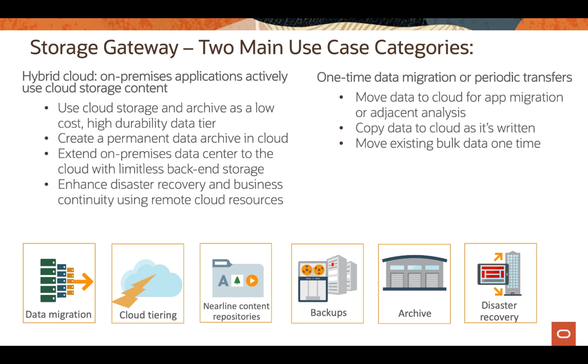So you might want to use storage gateway just to start copying the data to that NFS mounting point and then allow that to start synchronizing over to the OCI object storage. Okay, so those are the 2 main use cases, but as you can see on the slide, there's other things we're going to talk to, like cloud tiering, backups, archives. So I'm going to go over some of those.